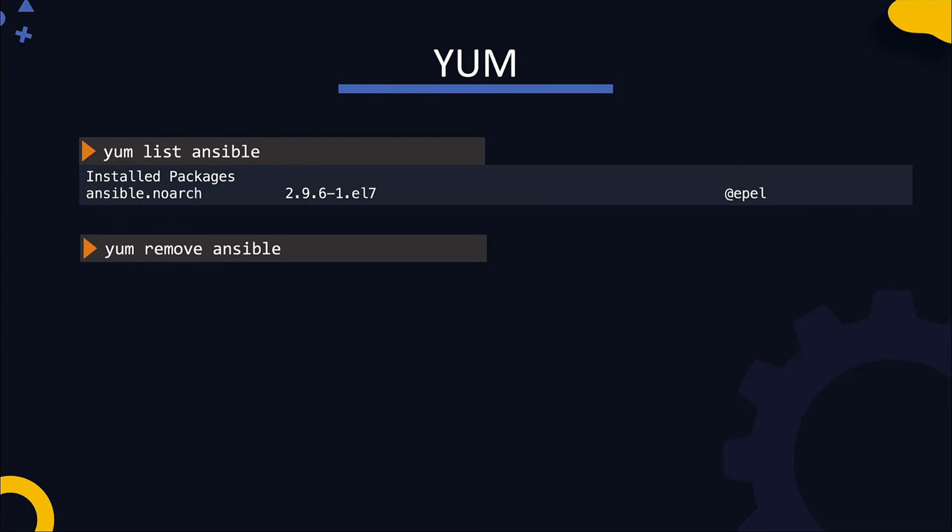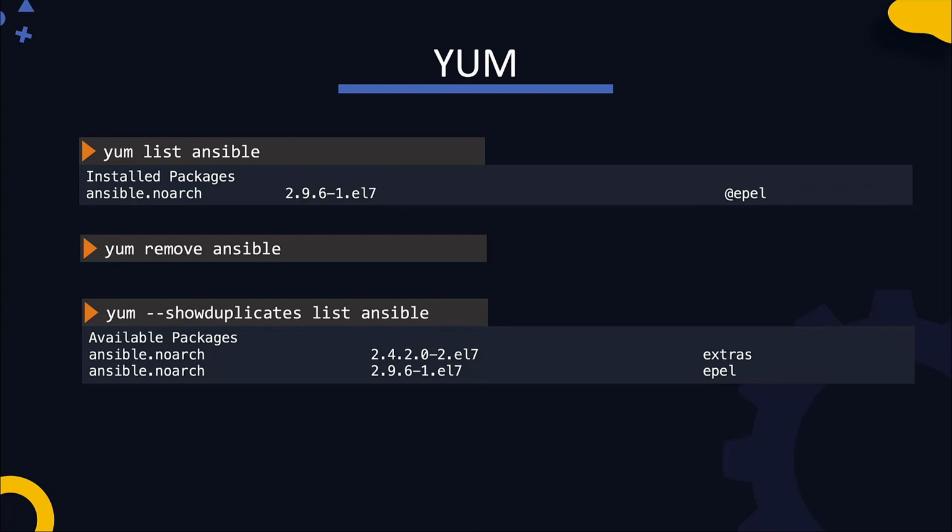And to list all available versions of a package, run the yum list command, but this time with the --showduplicates option. So here we see two versions of packages for Ansible, and we can see that each of these is from a separate repository. One is from the extras repository and the other is from the EPEL repository. To install a specific version of a package, run the yum install command with the package name followed by a hyphen and the version of the package.